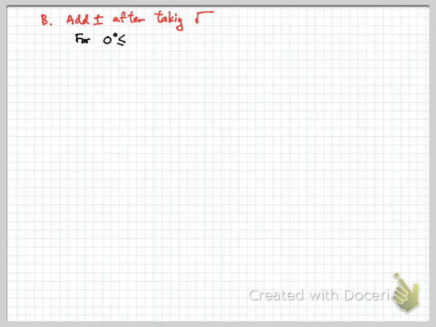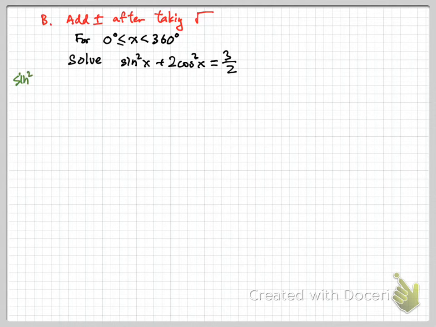So once again, for the same range, for x between 0 and 360 degrees, we want to solve this equation. Sine square x plus twice cosine square x is 3 over 2. So once again, sine square, cosine square, there's no common factor. But we can make use of the trigonometric identity sine square x plus cosine square x equals 1. In other words, we can change the sine square x into 1 minus cosine square x. It's a very important conversion between sine square and cosine square.